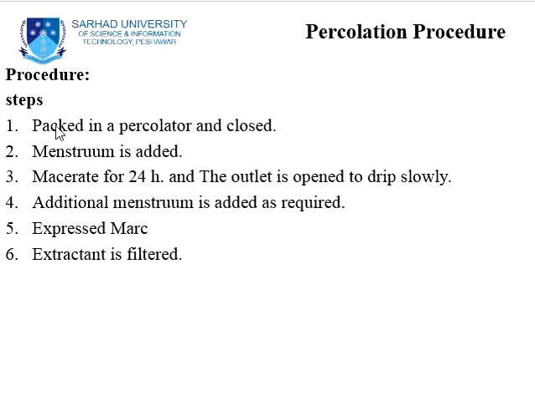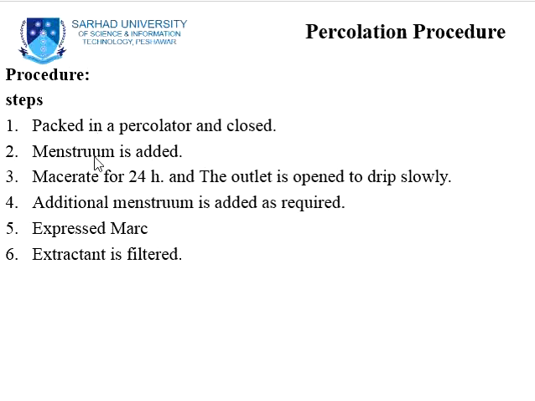This is the procedure. At least six steps are required in the percolation process. In this process, the crude drug is packed in a percolator in a well-disciplined manner and moistened with the appropriate amount of the menstruum. The top of the percolator is closed and allowed to stand for approximately 4 hours.